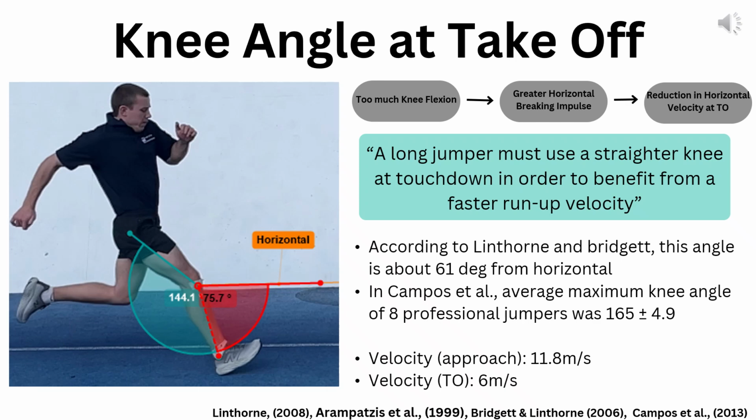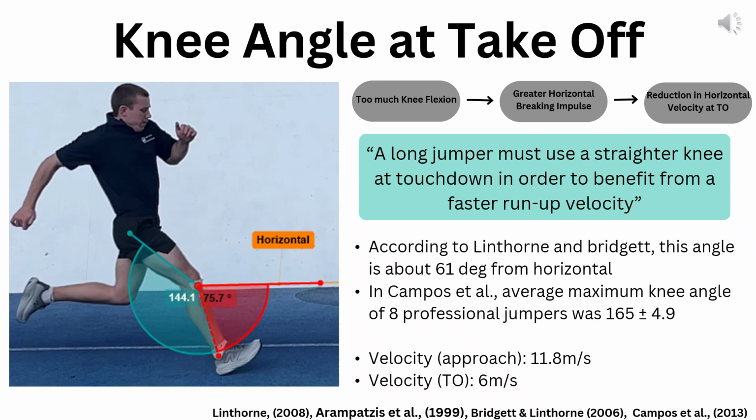Well, a study by Linthorne explains too much flexion of the knee increases horizontal braking impulse and reduces the athlete's horizontal velocity that was gained through the approach run. Arampatzis and colleagues build on this, suggesting the reason for increased braking impulse is due to a lack of spring stiffness in the leg, meaning a large degree of horizontal velocity is absorbed through the knee rather than transferred, like a spring, into creating vertical impulse.